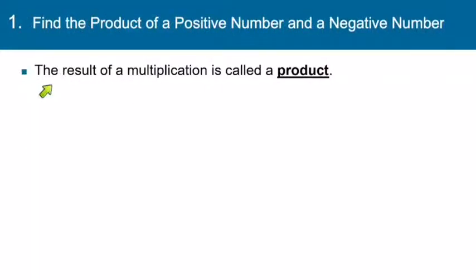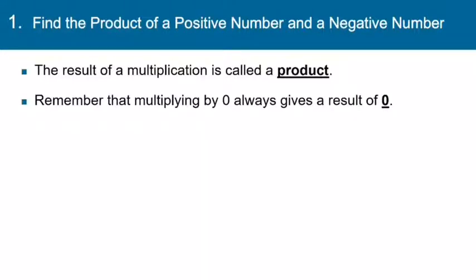Now, first of all, the result of a multiplication is called a product. So far we have said that the answer to an addition problem is called a sum. The answer to a subtraction problem is called a difference. And now we see that the answer to a multiplication problem is called a product. You probably already knew that.